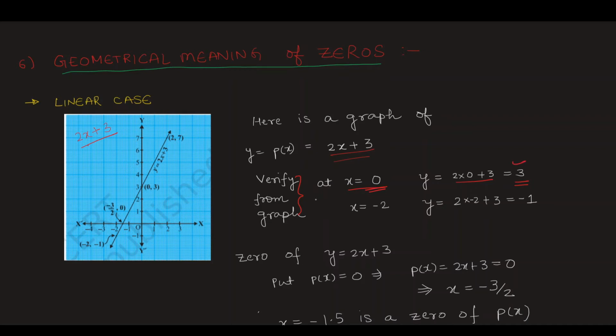Where is this point in this graph? It is somewhere around here. x is equal to 0 and y is equal to 3. The next point is x is equal to minus 2. Then if x is minus 2, y is 2 into minus 2 plus 3. That becomes minus 1. So for x is equal to minus 2, we get y is equal to minus 1, this point. So this graph is correct.